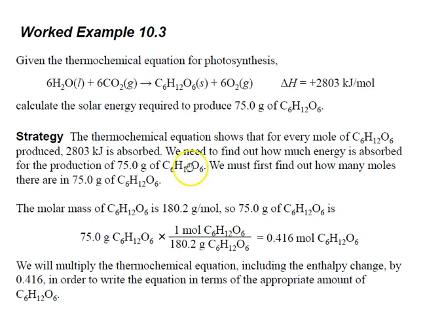And what we need to do is find out how much energy is absorbed for the production of 75 grams of glucose. So this is getting into a little bit of stoichiometry, which we're pretty familiar with, and hopefully you've had a lot of time to practice with it, so this shouldn't be too difficult. We must first find out how many moles there are in 75 grams of glucose. To go from mass to moles, you need to use molecular weight. So if you add up 6 carbons, 12 hydrogens, and 6 oxygens, you should get something along the lines of 180.2 grams per 1 mole.